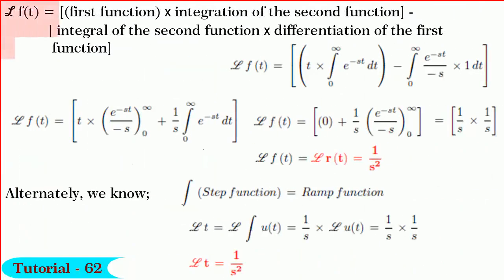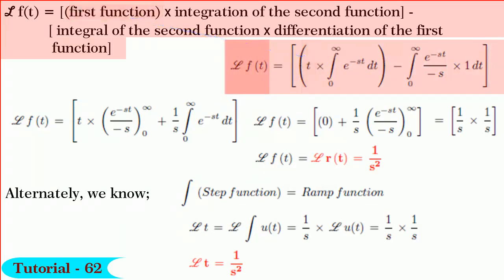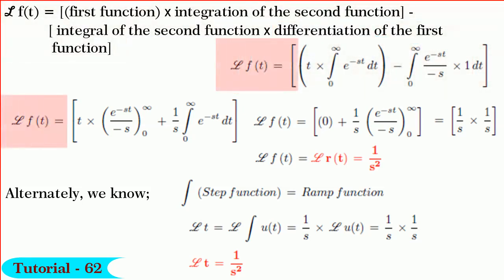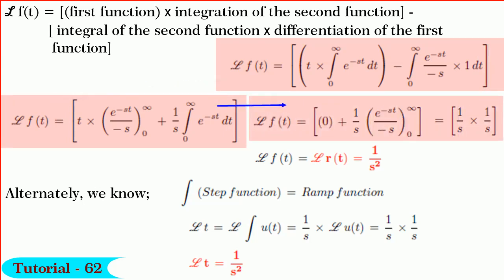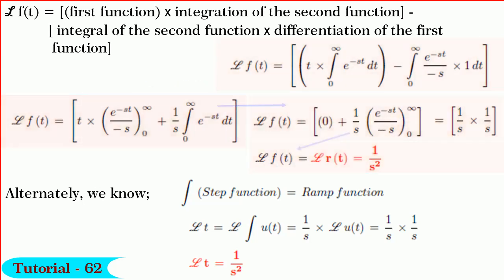Friends, integration by parts means L of f of t is equal to first function into integration of the second function minus integral of the second function into differentiation of the first function, which is 1 in our equation. By solving, we get L of r of t is equal to 1 divided by s square.